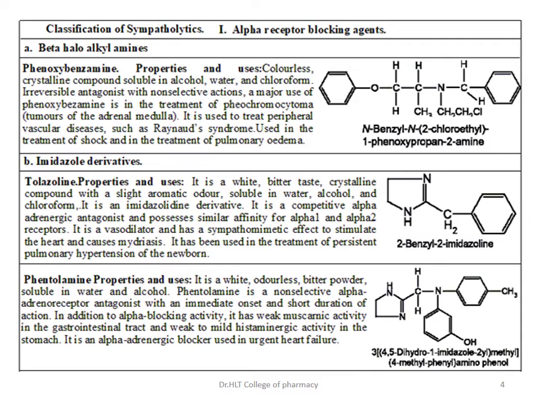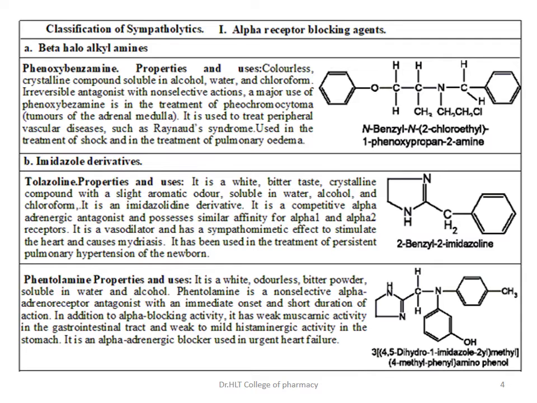Coming to the classification of sympatholytics, class 1 is alpha receptor blocking agents. In that, the first category is beta haloalkyl amine. The example is phenoxybenzamine. Phenoxybenzamine is N-benzyl, N-2-chloroethyl, 1-phenoxypropane, 2-amine. It is used to treat peripheral vascular diseases such as Raynaud's syndrome.